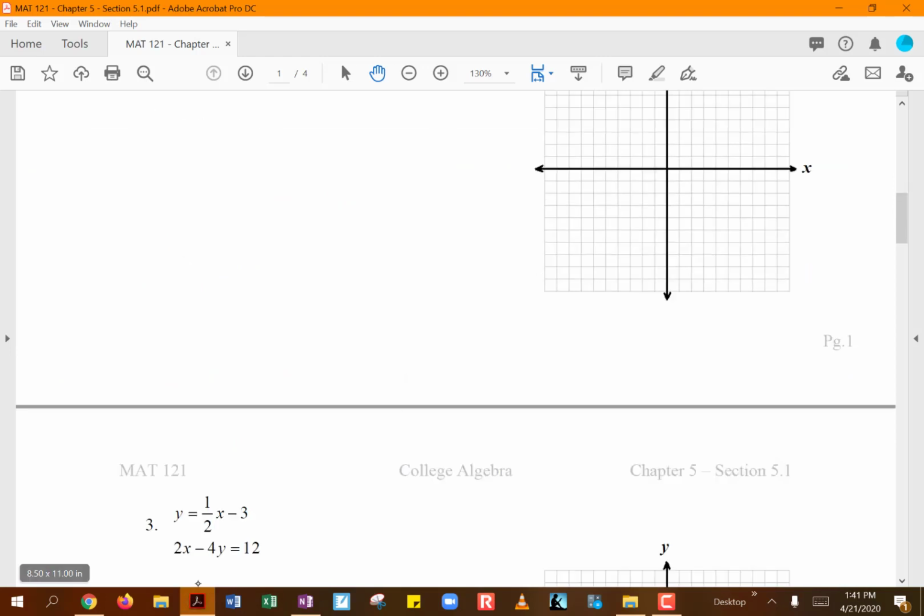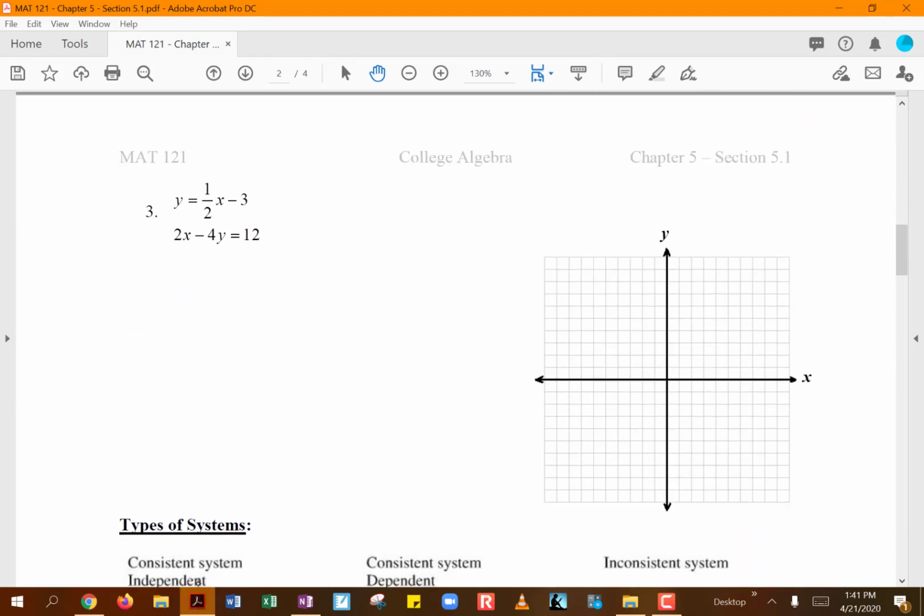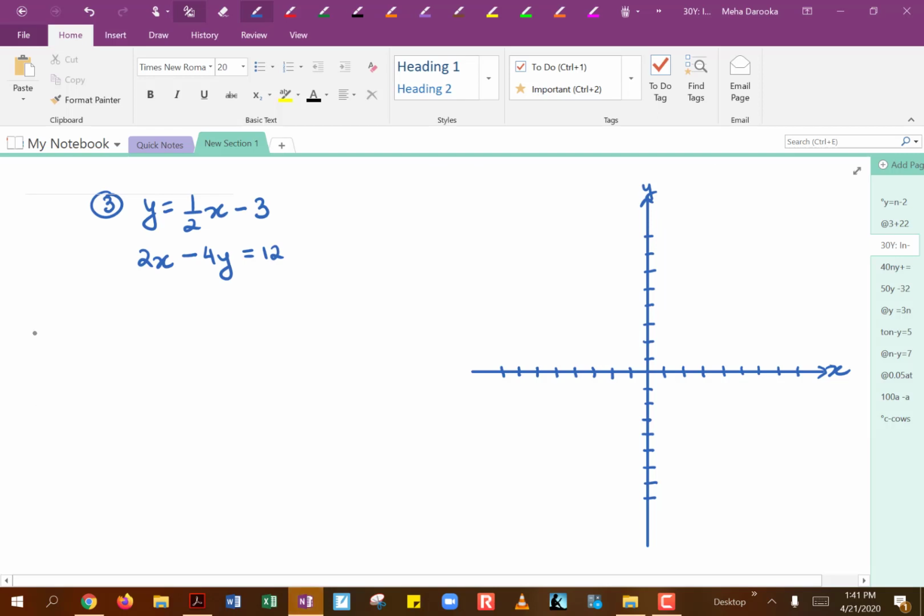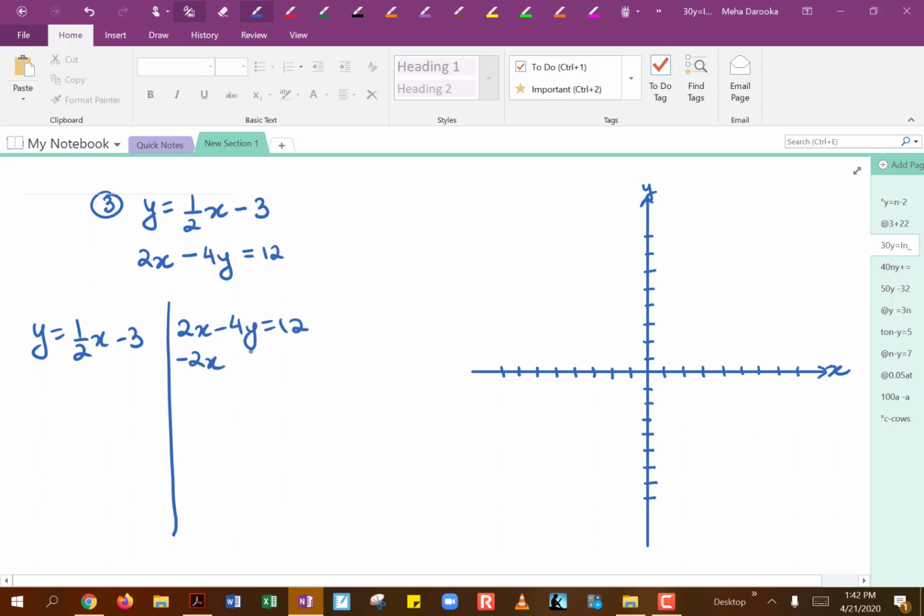Now for example 3, again we're given y equals 1/2 x minus 3 and 2x minus 4y equals 12. So let's see what these graphs come out to be. Okay, so let's go ahead and rewrite that second equation in y equals mx plus b format also. So let's start by subtracting the 2x first. We are left with negative 4y equals minus 2x plus 12, and then we'll divide everything by minus 4.